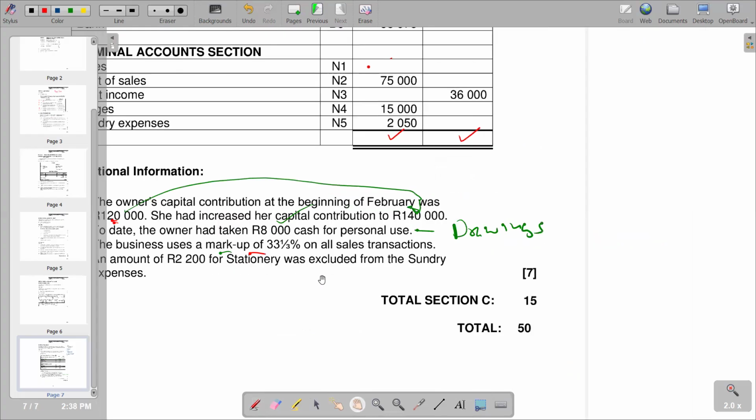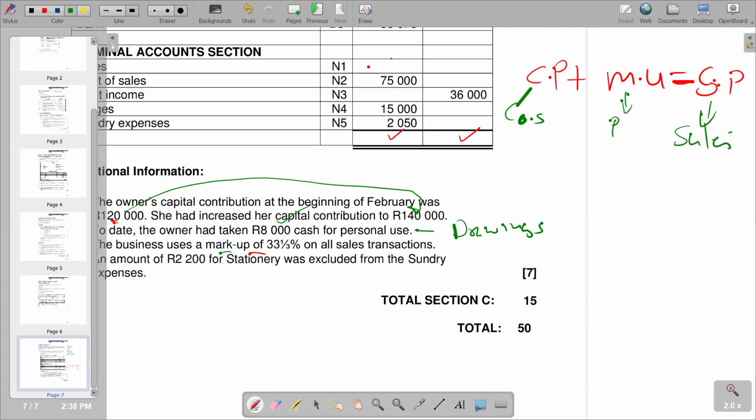So I remember on the calculation, the formula that can lead us to find the figure for sales says cost price plus your markup will give you the selling price. So the cost price is the cost of sales according to the information given. It's the cost of sales figure. And then the markup can also represent the profit. This is what we have. So we need to find the figure for sales.